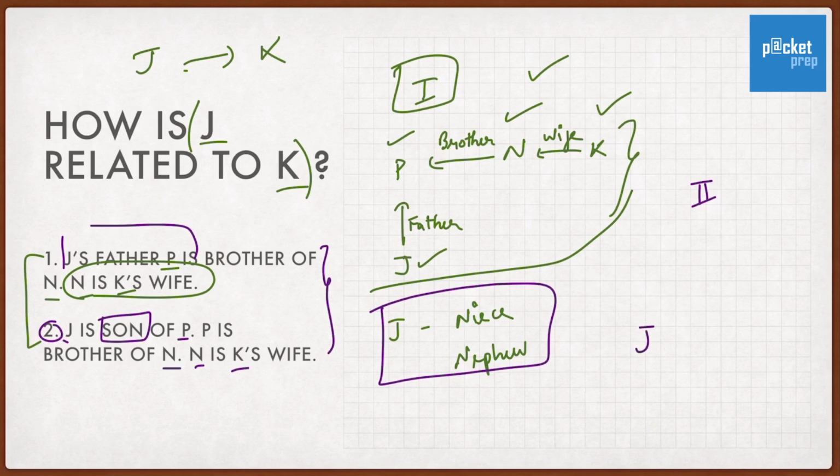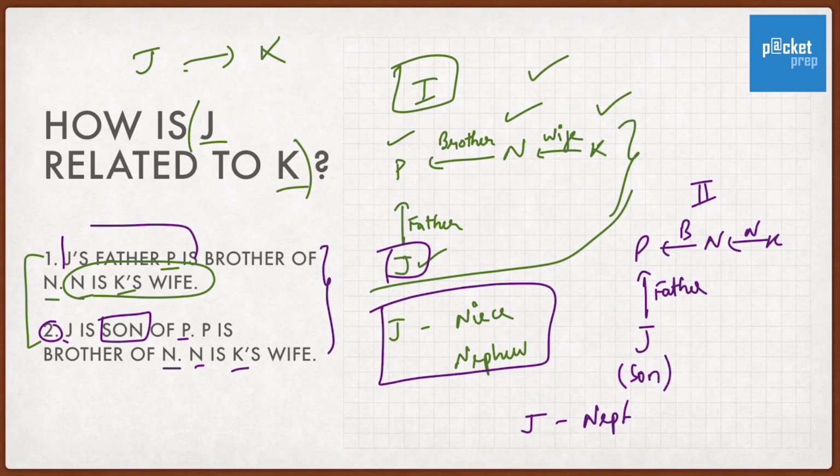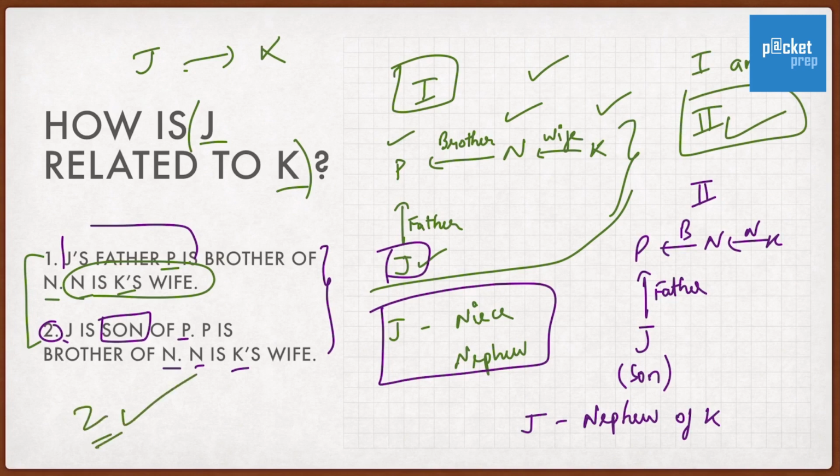So if J is son of P, as P is his father and J is the son, here we don't know whether J is son or daughter in statement 1. And P is brother of N and K is wife of N. Now we can say that J is nephew of K. Therefore, among statements 1 and 2, only statement 2 is sufficient to answer the question. Therefore, the answer is second statement. This is how you solve the data sufficiency questions. Let's solve a couple more questions.